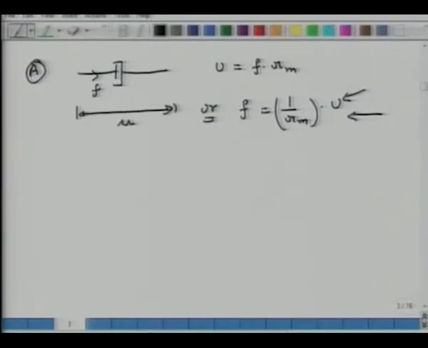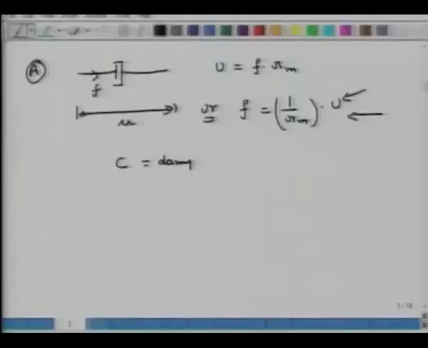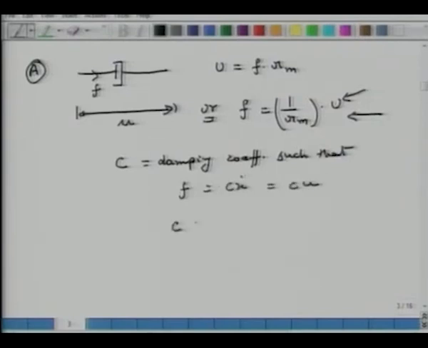You will see it. So it just happens that our traditional damping coefficient, which we use as C, we will not use C as damping coefficient in the context of acoustics as it is being taught in this particular course. So if C is damping coefficient, such that force equals C x dot equals C u, then damping coefficient is essentially 1 over Rm, and I call this Rm the mechanical resistance.